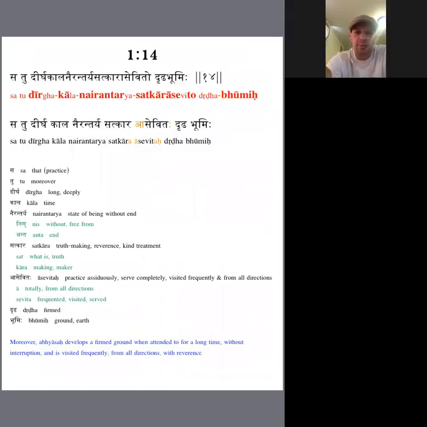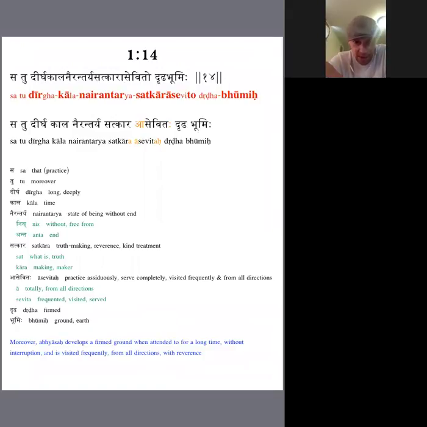sevato tridabhumihi. And it says, moreover, a practice becomes firmly grounded, dridabhumihi, or even I become firmly grounded, when I have a practice that occurs for a long time without interruption. Dirgha kala, long time, nairantarya, without interruption.